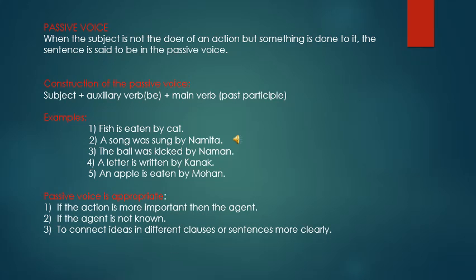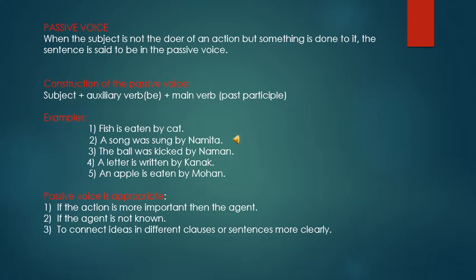Passive voice: when the subject is not the doer of an action but something is done to it, the sentence is said to be in the passive voice. Let us have a look at the construction of the passive voice. Subject plus auxiliary verb plus main verb, that is past participle. Example, fish is eaten by cat. A song was sung by Namita.